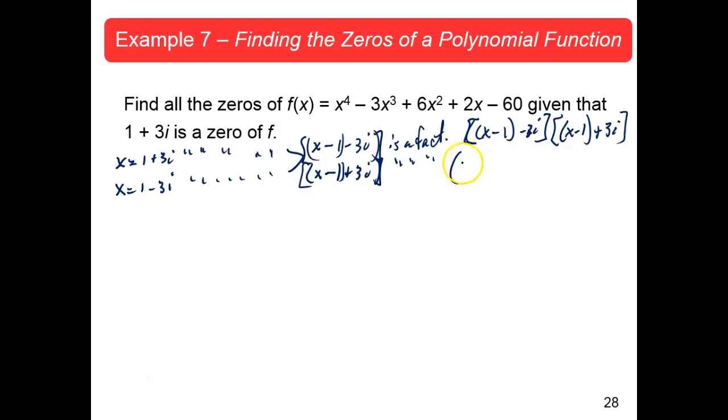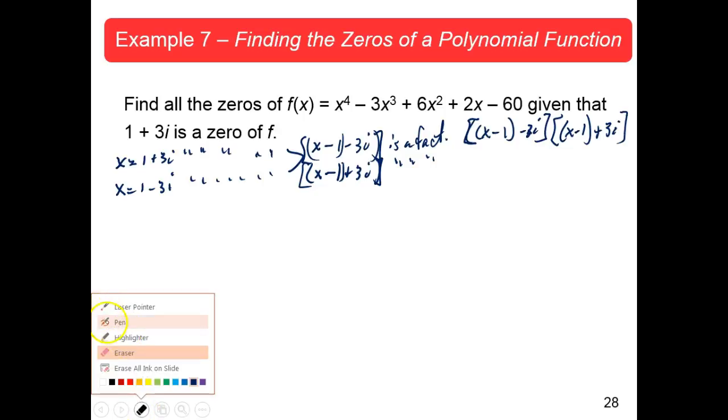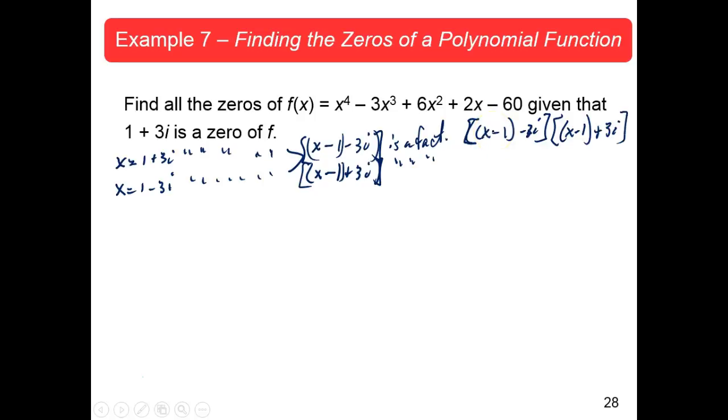Okay, let's back up. Notice that this is a sum times the difference of the same two numbers. That's a conjugate multiplication. So what this is, x minus 1 squared minus 3i squared. Right? Sum times the difference of the same two entities is the difference of their squares.